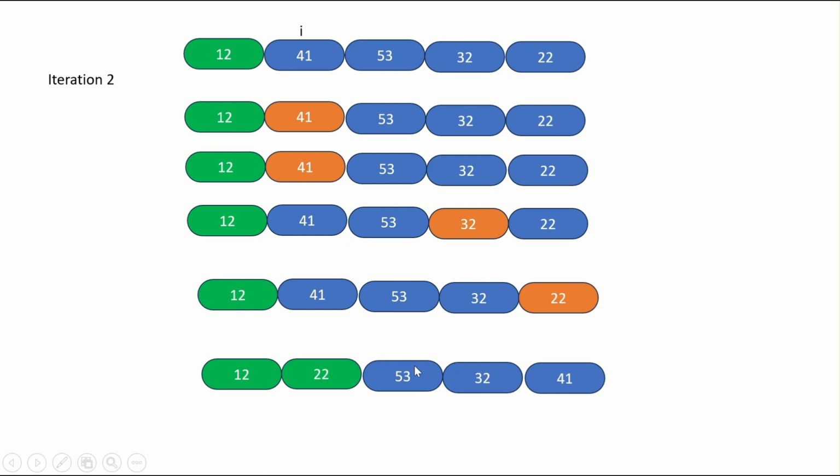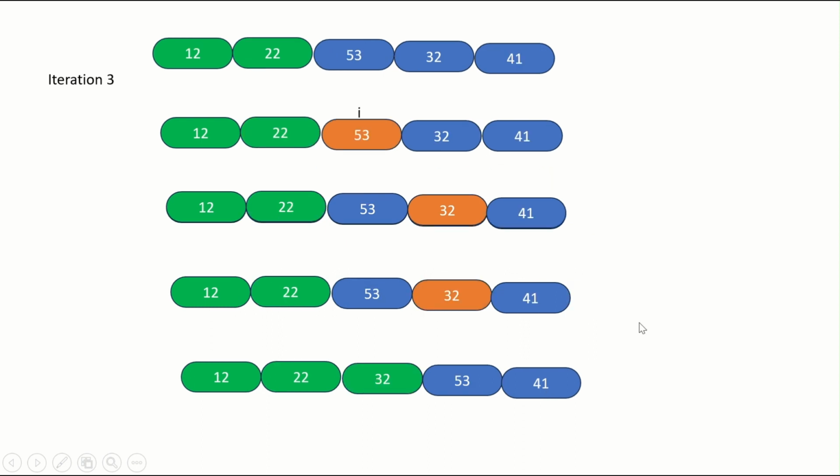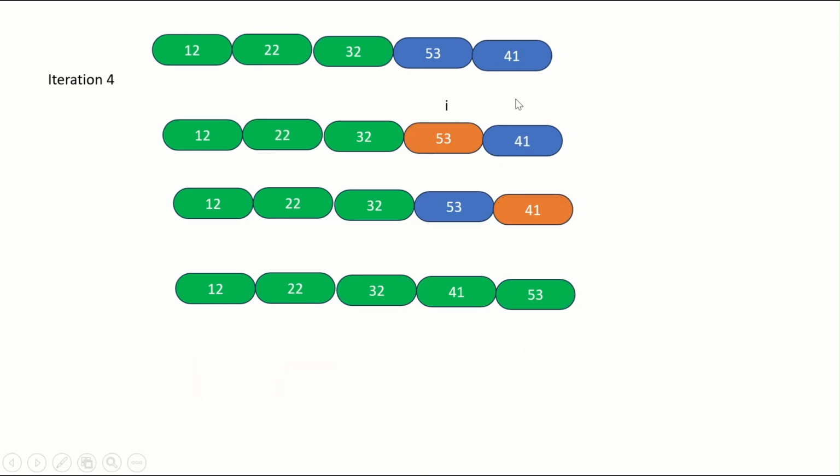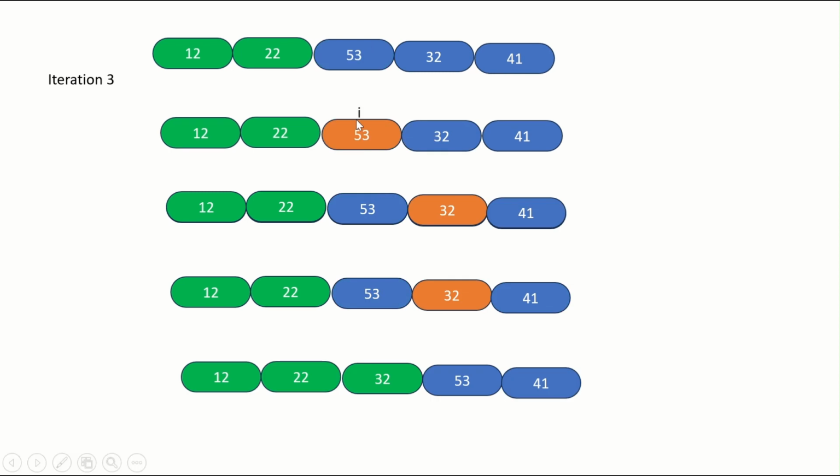Now in the third iteration, let's look into 53, 32, 41. We are not considering the sorted array, only the unsorted array. So in the third iteration, i will be holding the third position. Third iteration, third position, and the minimum element will be 53. It's compared with 32. 32 is less, so it becomes the minimum element. The minimum element is compared with 41, but 41 is greater than 32. So 32 remains the minimum element and it occupies the ith position, that is the third position. So in the third iteration, 32 occupies the third position.